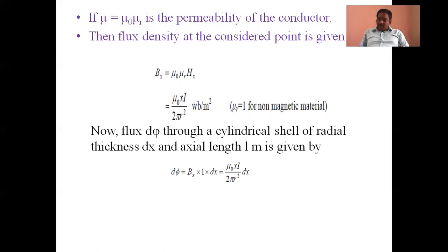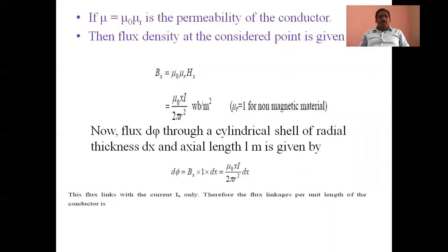In Webers, this is nothing but the flux, only the flux in conductor 1. That is only internal flux. Is that right? Then the flux links with the current Ix only.